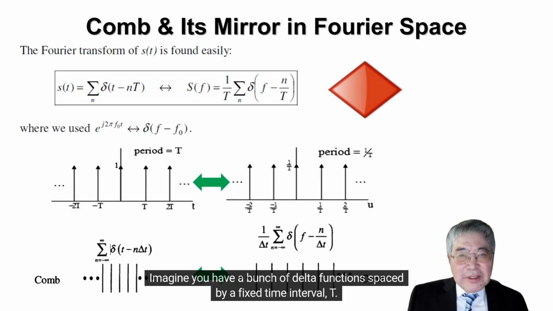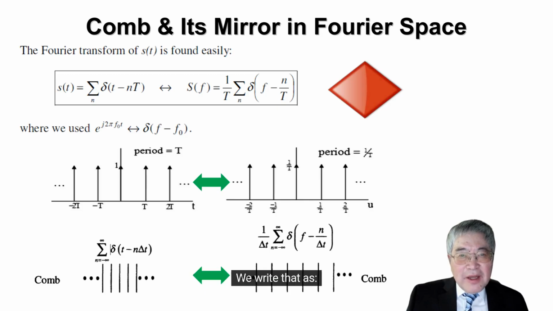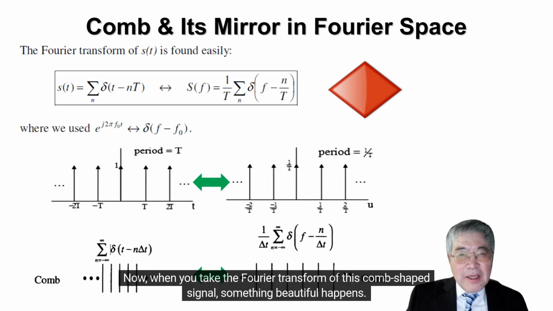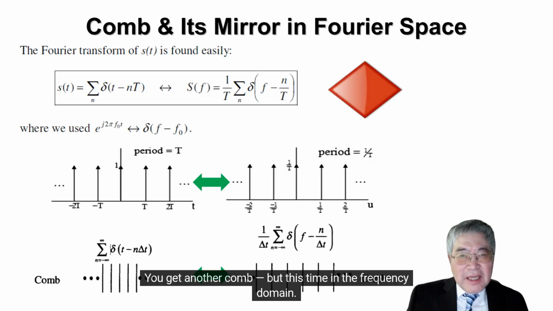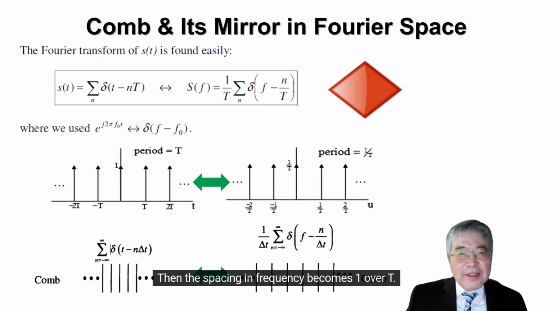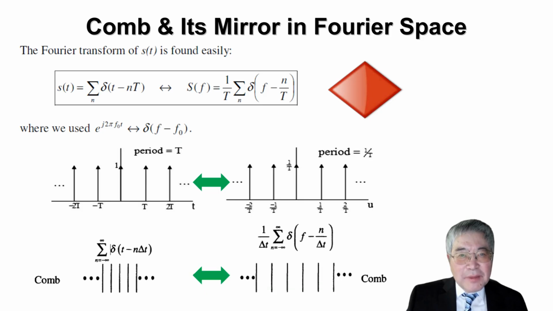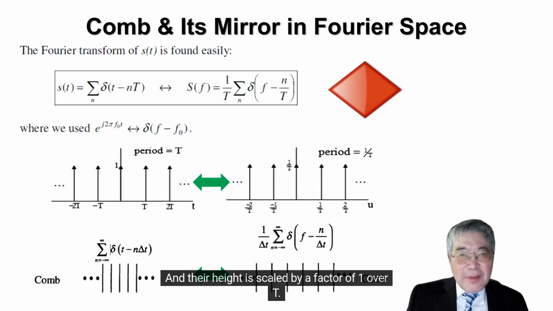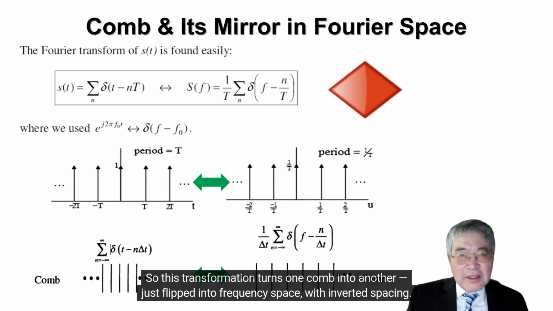Here's the key idea. Imagine you have a bunch of delta functions spaced by a fixed time interval T. We write that as s(t) equals the sum of delta(t minus nT). Now, when you take the Fourier transform of this comb-shaped signal, something beautiful happens. You get another comb, but this time in the frequency domain. There's a simple rule. If the spacing in time is T, then the spacing in frequency becomes 1 over T. The impulses are still evenly spaced, but now they live in the frequency domain, and their height is scaled by a factor of 1 over T. So this transformation turns one comb into another, just flipped into frequency space with inverted spacing.